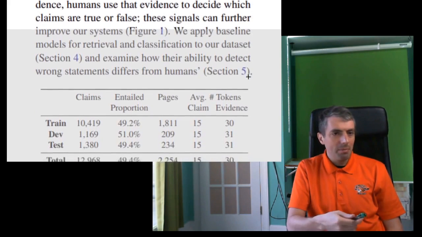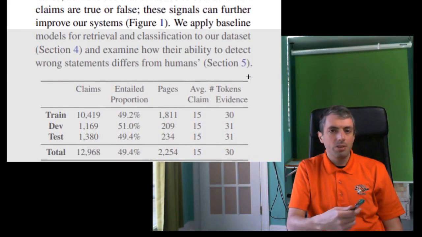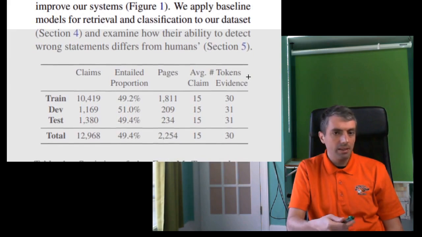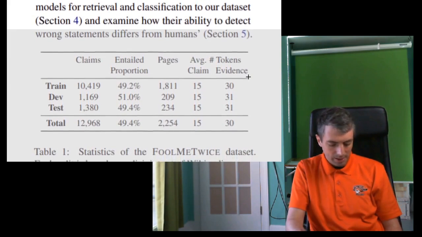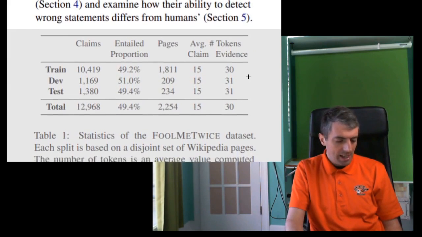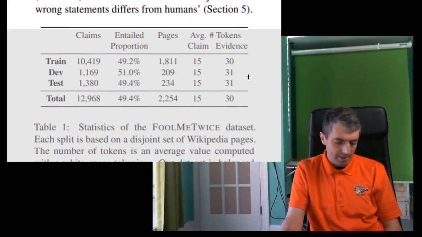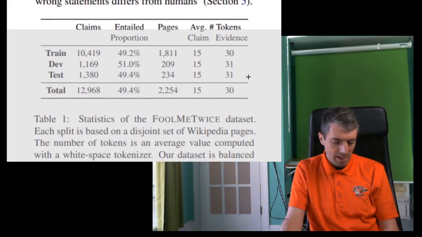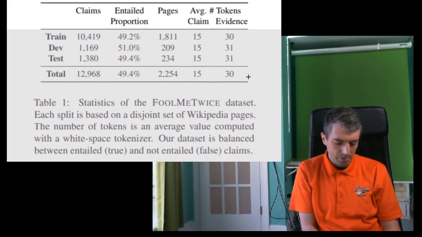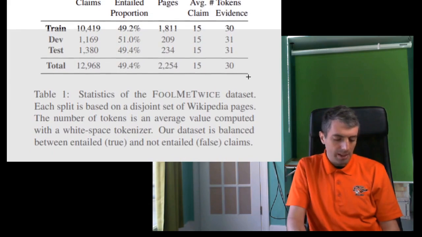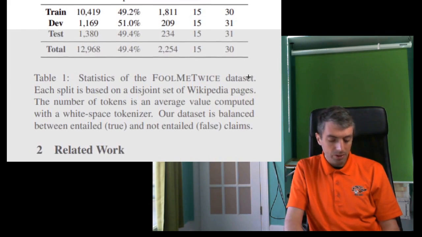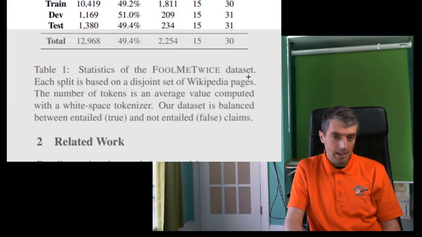We apply baseline models for retrieval and classification to our dataset and examine how their ability to detect wrong statements differs from humans. Let's take a look at Table 1, statistics of the Fool Me Twice dataset. Each split is based on a disjoint set of Wikipedia pages. The number of tokens is an average value computed with a whitespace tokenizer. Our dataset is balanced between entailed, true, and not entailed claims.